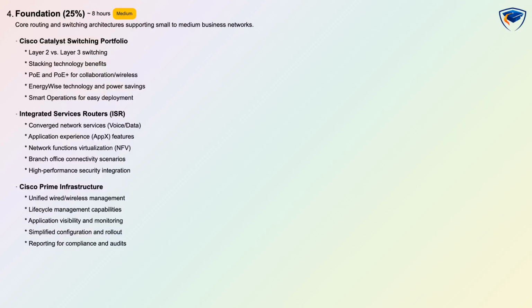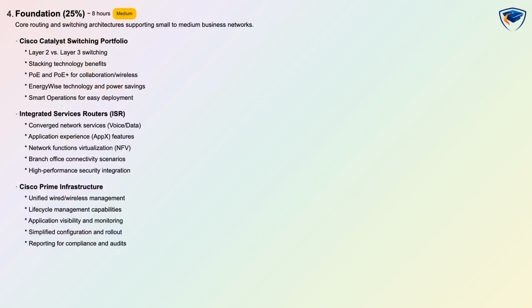Foundation is 25% of the exam and builds core routing and switching architectures that support small to medium business networks, with medium difficulty and about 8 hours of study time advised. You will study the Cisco Catalyst switching portfolio to understand Layer 2 versus Layer 3 switching, stacking technology, PoE and PoE Plus considerations for collaboration and wireless, energy-saving features, and smart operations for easier deployments.